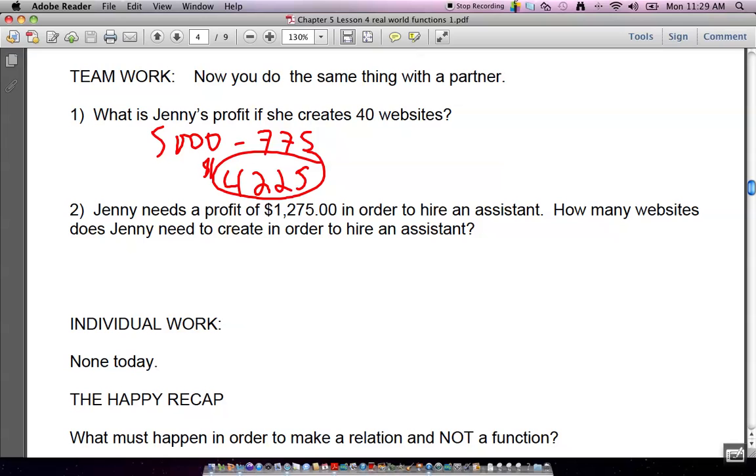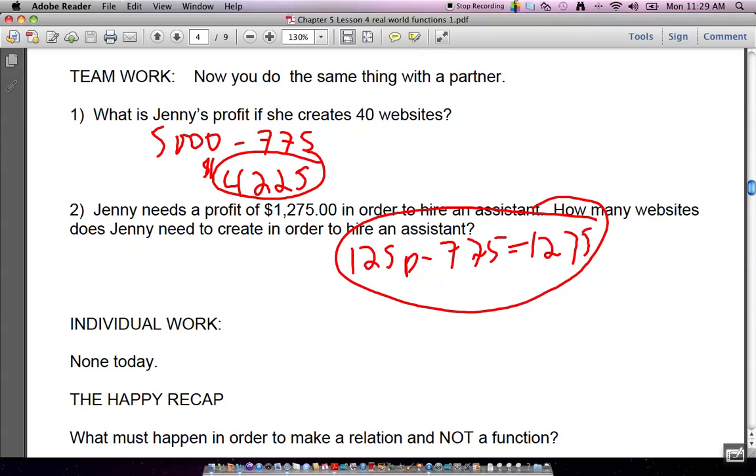Jenny needs a profit of $1,275 in order to hire an assistant. How many websites does she need? Check this out, ready? Watch. 125p minus 775 equals 1,275. We will finish this one up tomorrow because that's an excellent way to put this all together in terms of understanding.